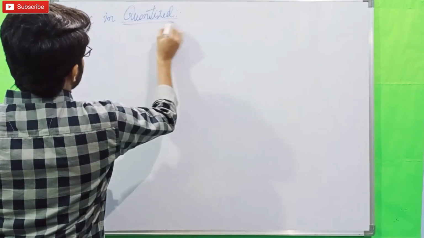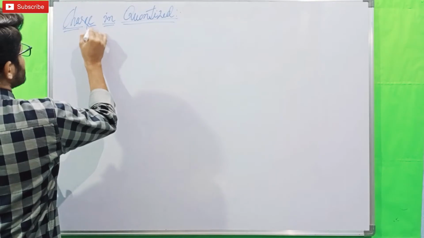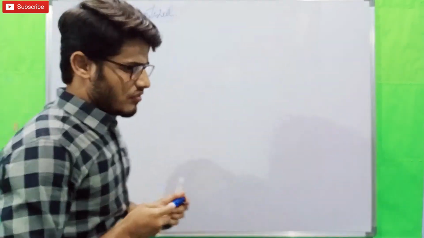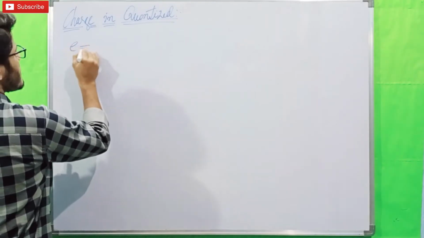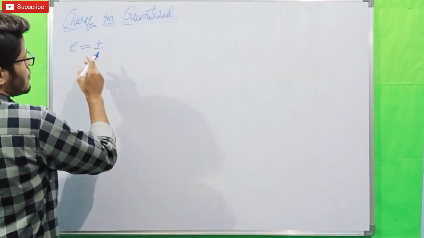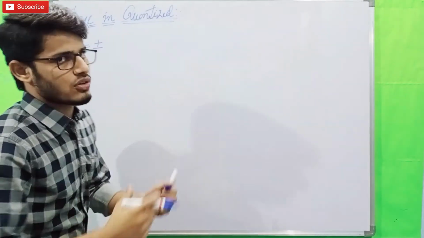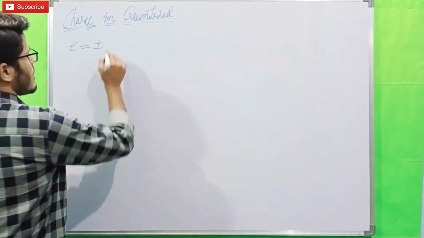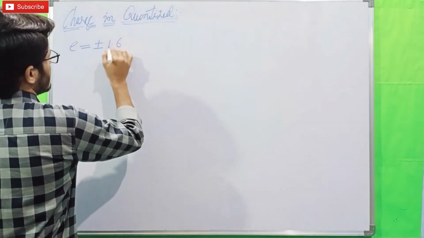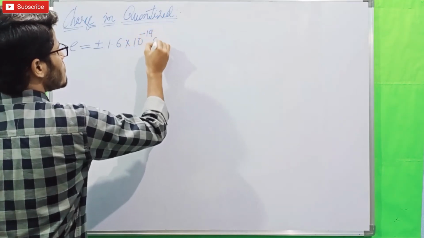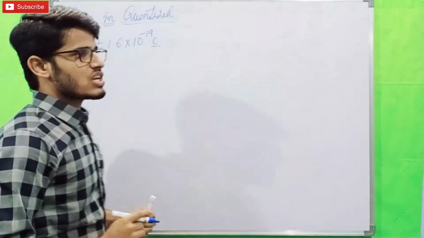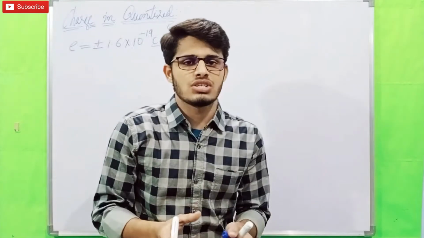What is the meaning of quantization of charge? The charge of an electron or the charge of the proton: if you're talking about the charge of the proton, you have to take the plus sign. If you're talking about the charge of the electron, you have to take the minus sign. It is 1.6 × 10^-19 coulomb. Coulomb is the SI unit of charge. We measure charge in coulombs.